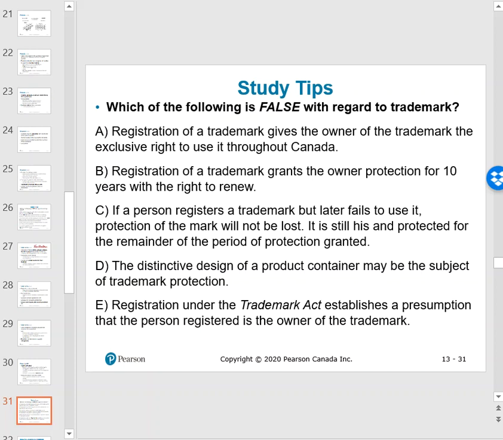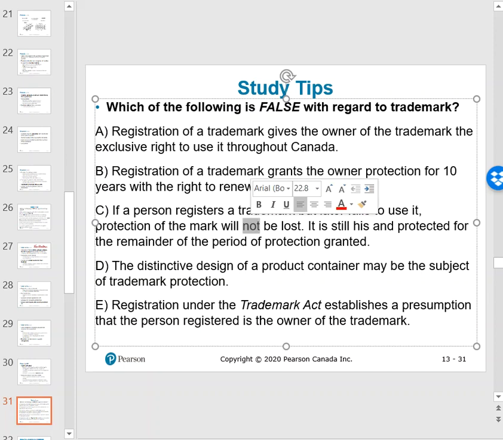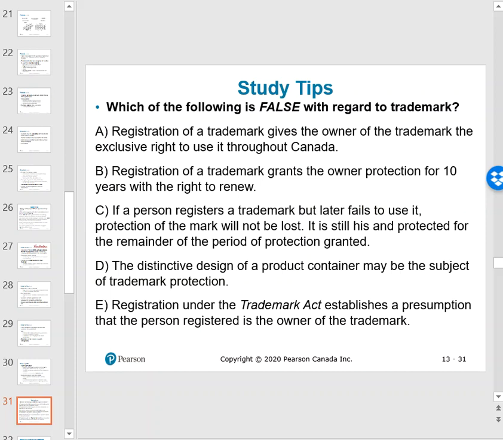Not E. For E, the presumption is true. Yes, C is the wrong one. Because C is saying that if a person registers a trademark but then abandons it, fails to use it, the protection will not be lost. This is false. This is not true. If you abandon, if you fail to use, you will lose protection. Okay? So C is the right answer because C is the false statement.